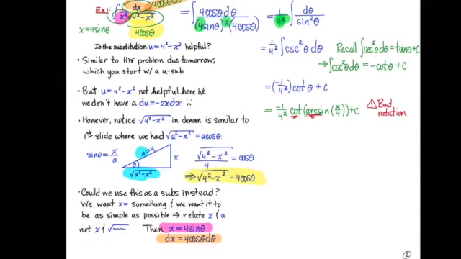And in order to find that better way, go back to the original triangle that we've already drawn. So if we go back to our original triangle, we know that cotan theta is adjacent over opposite.